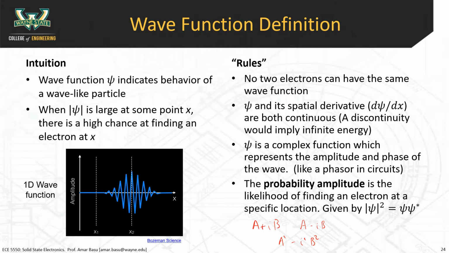So if this is a complex number, this is the complex conjugate. Let's say psi is equal to this, psi star equals this. If you multiply the two together, you get a squared minus i squared times b squared. So this is equal to a squared plus b squared. Okay, so this is psi times psi star.